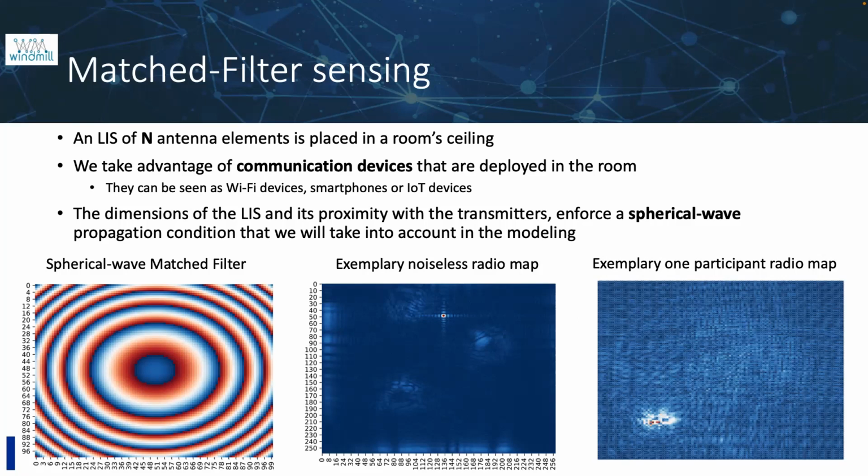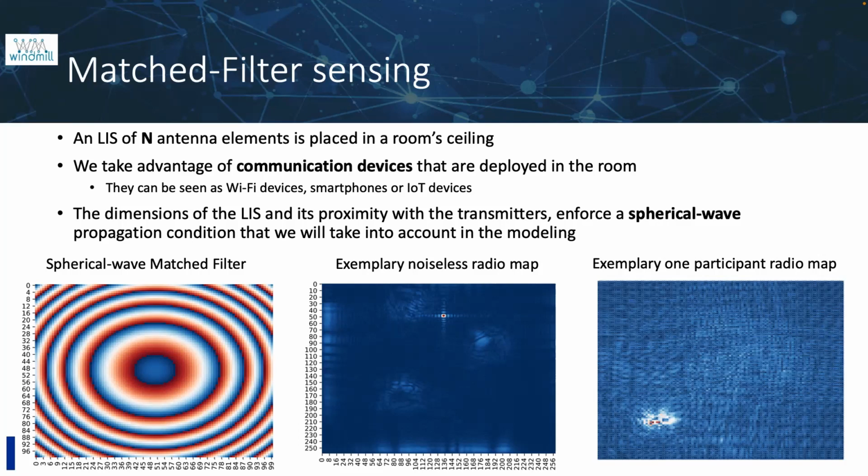Then we propose a different radio map generation, a different sensing method with LIS, which we denominate as match filter sensing. So again, we have our LIS, but this time we deploy it in the ceiling. And with this LIS, we take advantage of the communication signals occurring, again, as previously. But we have to take into account that we are in a near field condition because we have a really huge array at a really short distance with respect to transmitter and receiver. So we take that into account in the modeling. I will go into that later on.